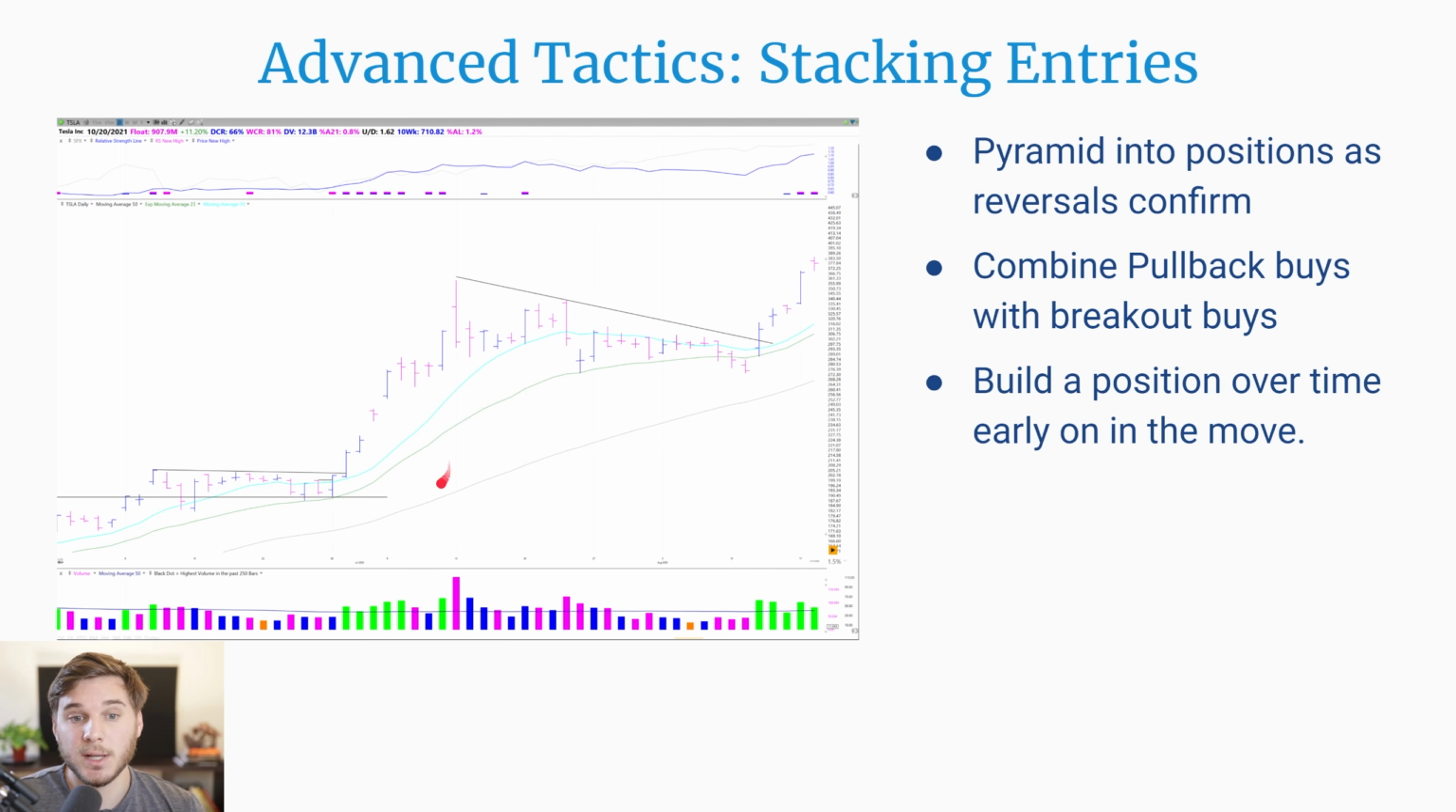So that's a quick example of how to combine both pullback buying off the support level as well as the 23 exponential, and then buy on strength through these pivots right here.